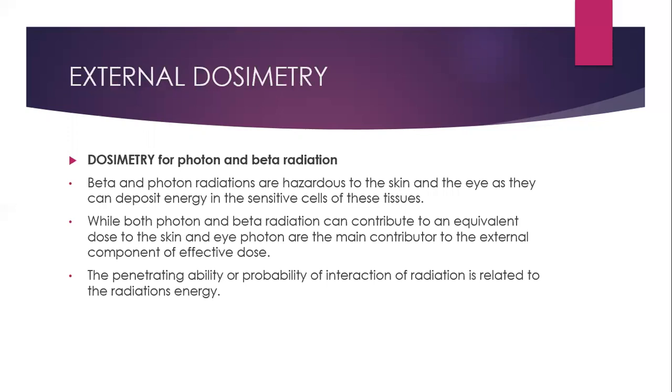Dosimetry for photon and beta radiation. Beta and photon radiations are hazardous to the skin and the eye, as they can deposit energy in the sensitive cells of these tissues. So they can be dangerous to the eye and the tissues of the body. While both photon and beta radiation can contribute to an equivalent dose to the skin and eye, photons are the main contributor to the external component of effective dose. The penetrating ability or probability of interaction of radiation is related to the radiation's energy. For example, we can say that the penetrating power of gamma radiations is very high.